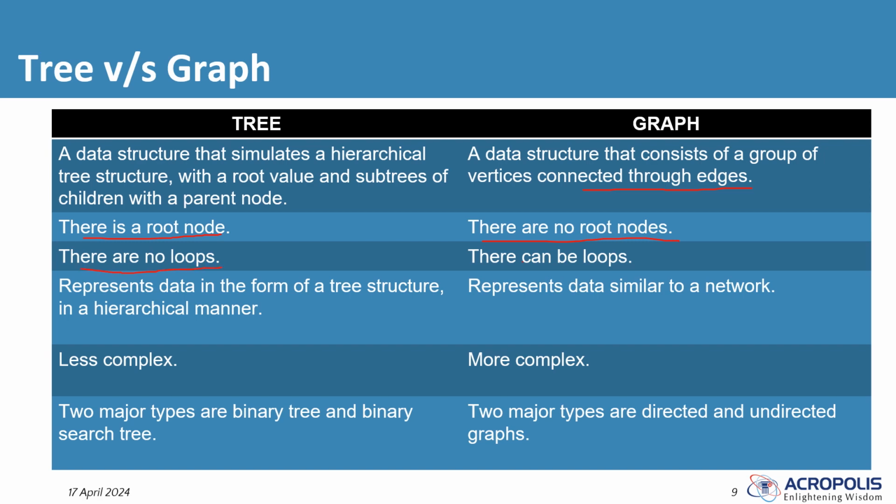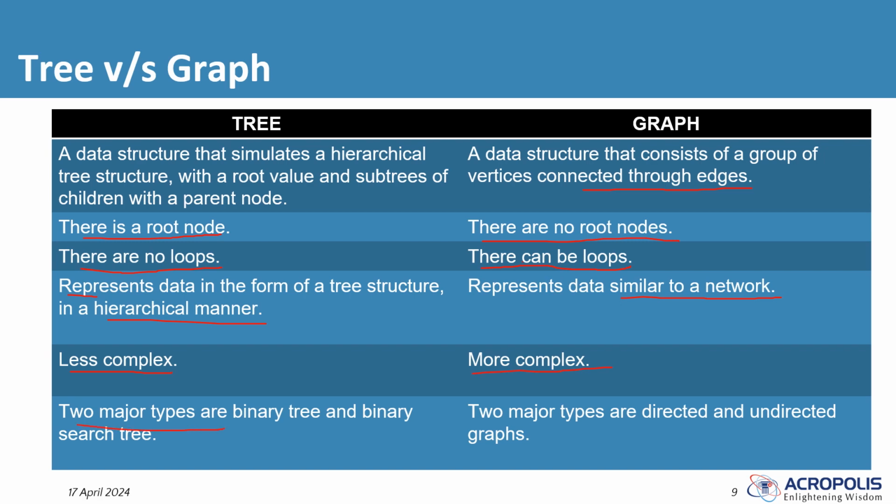There is no loop in tree data structure. It is like a hierarchical structure. There can be no loops. There can be loops in graph data structure. It can be cyclic. It has loops. A tree represents data in the form of a tree structure in a hierarchical manner. A graph represents data similar to a network. Tree is less complex. Graph is more complex.